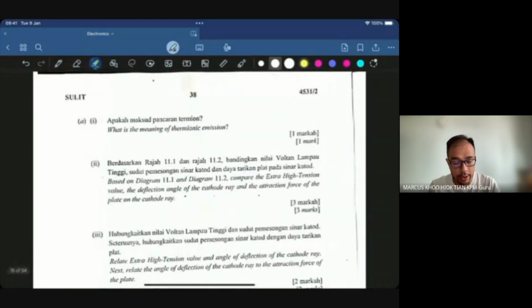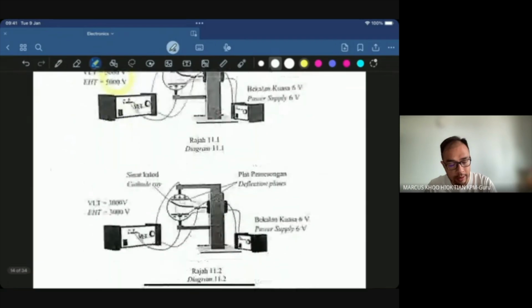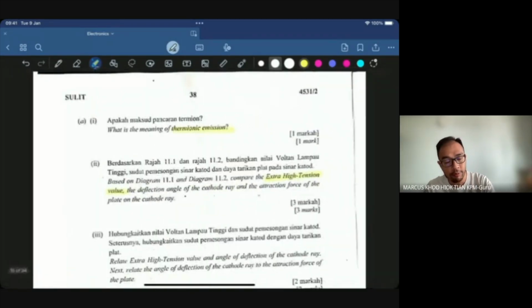So what is the meaning of thermionic emission? We've covered this in the previous question. It is the emission of electrons from a heated metal surface. Let's move on. Compare the extra high tension value. Take a look at the extra high tension, 5000 and 3000. So 11.1 is more than 11.2.